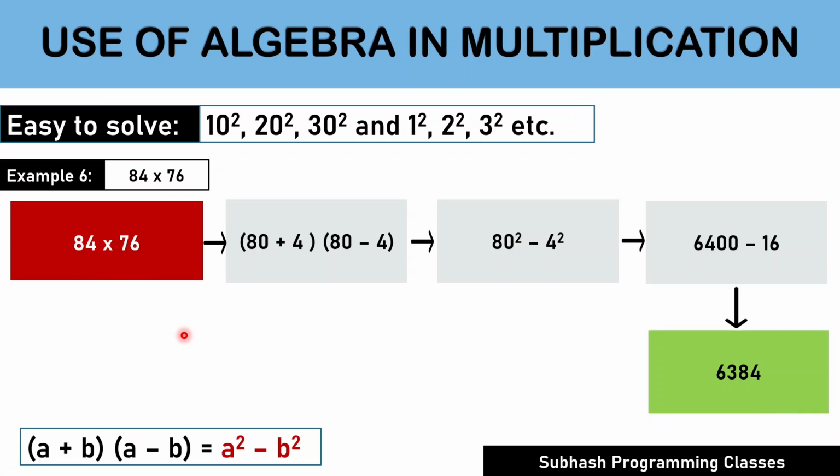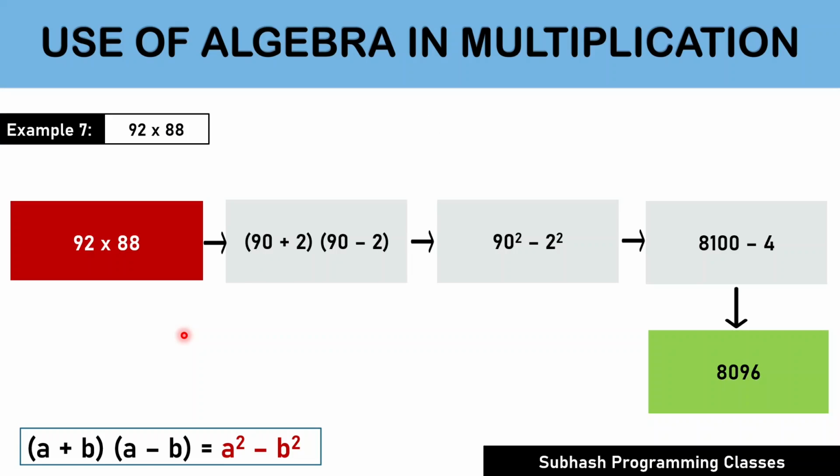Similarly, we can calculate one more problem, 92 multiplied by 88, where 92 can be written as 90 plus 2 and 88 can be written as 90 minus 2. Therefore, using the equation (a plus b) multiplied by (a minus b) is equal to a square minus b square, we can easily calculate (90 plus 2) multiplied by (90 minus 2) as 90 square minus 2 square, which will result in 8100 minus 4. When calculated, this gives us the final answer as 8096, which is the actual answer when we multiply 92 and 88.